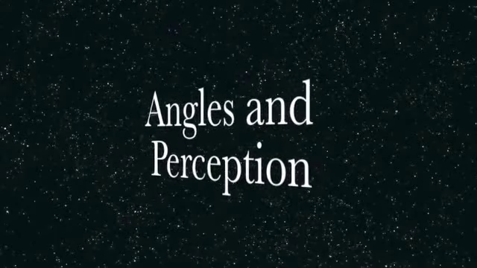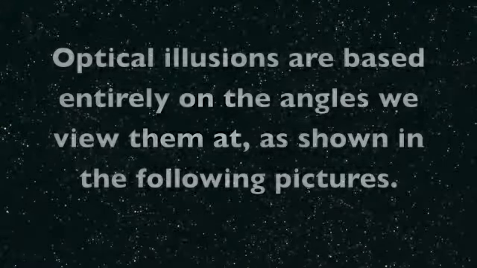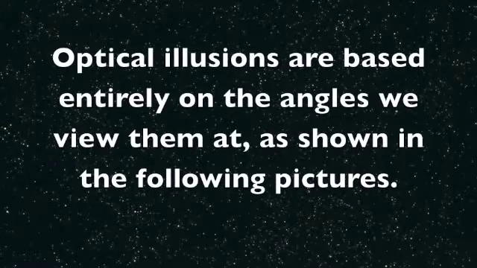Why is it that things look different from different angles? Today we're going to explain to you how angles affect perception using optical illusions as our example. Optical illusions are based entirely on the angles we view them at, as shown in the following pictures.